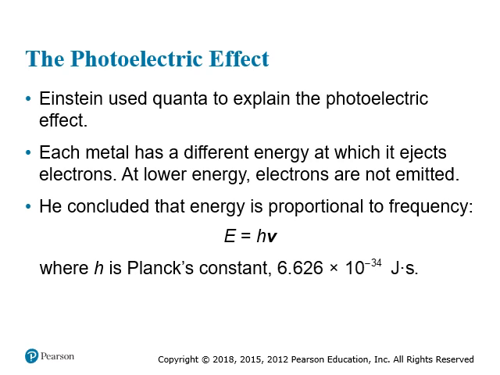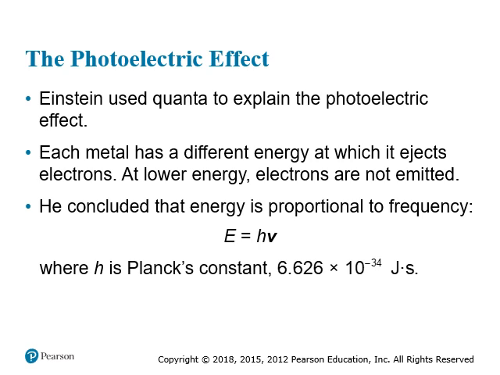Albert Einstein used the idea of quanta, or these quantized packets of energy, to explain the photoelectric effect. This is the work for which Einstein received the Nobel Prize. Upon irradiating a metal with light, electrons can be emitted.